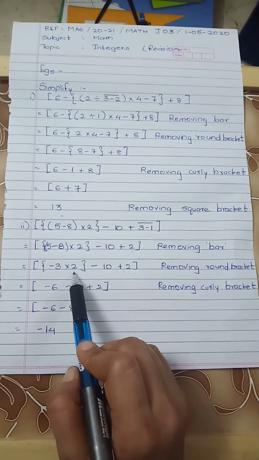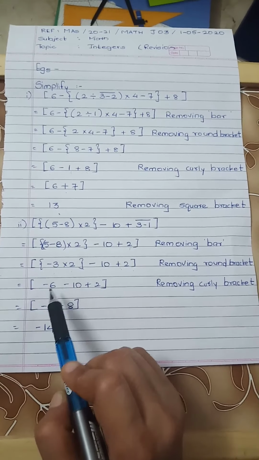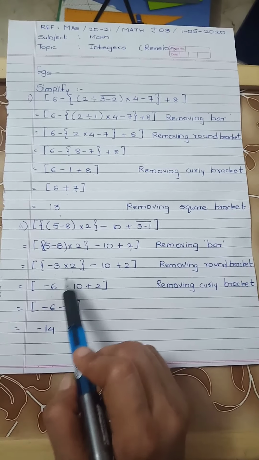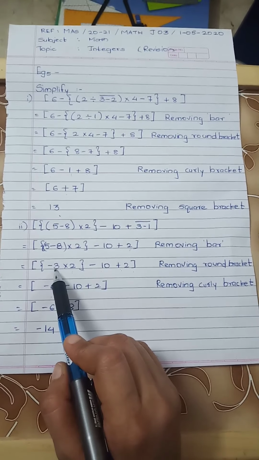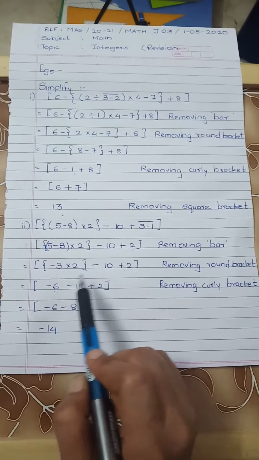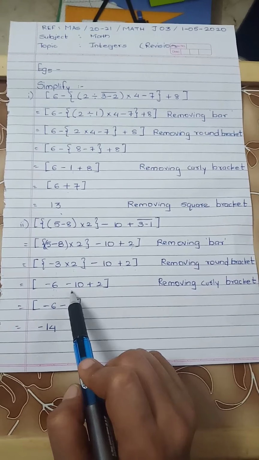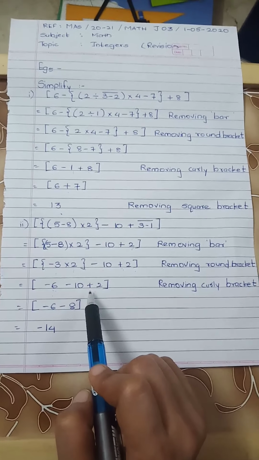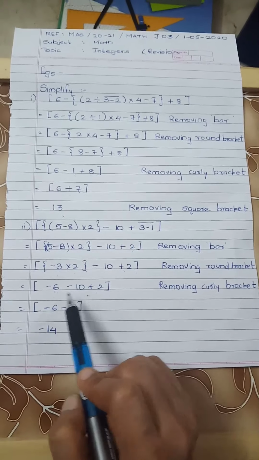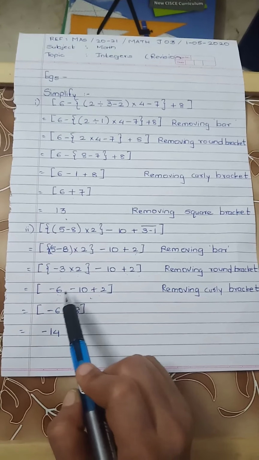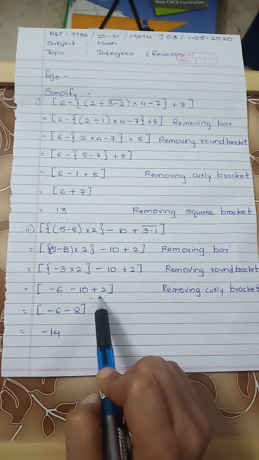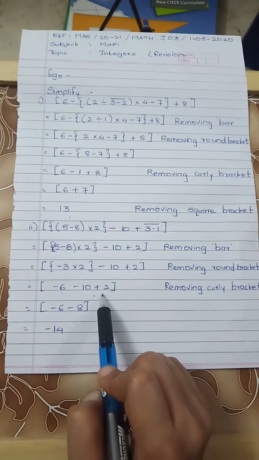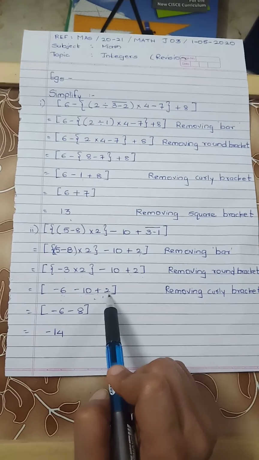Minus 3 into 2. Minus 3 into 2 is how much? Minus 6. 3 into 2 is 6 and sign of the greater number, minus 6. Other numbers I have written as it is, minus 10 plus 2. So now my final step is to remove the square brackets. Okay, but there are different signs over here, minus sign, and then addition sign. So you need to first solve the addition sign. Okay, so let's solve this first.